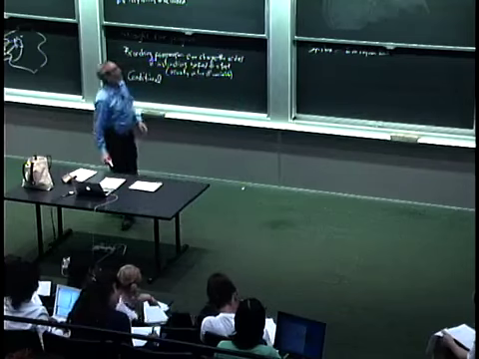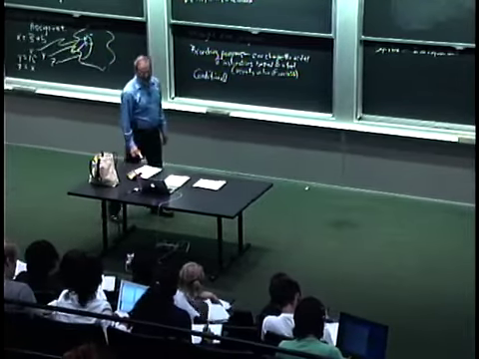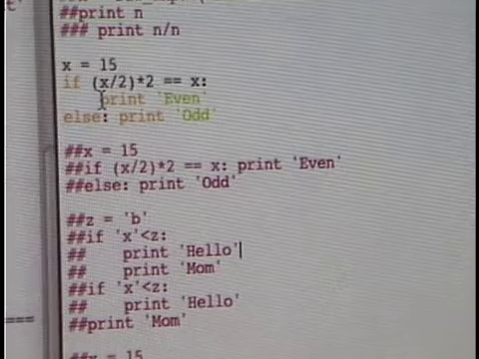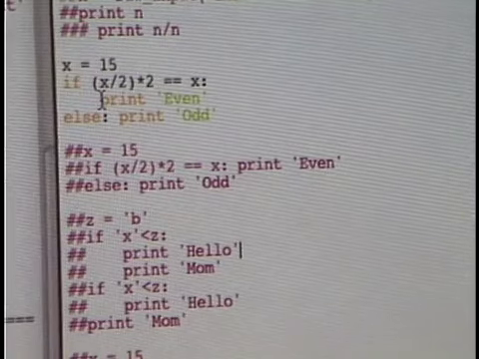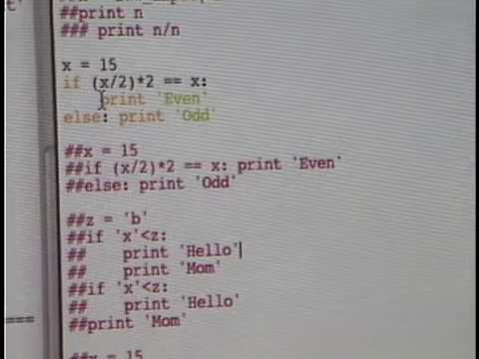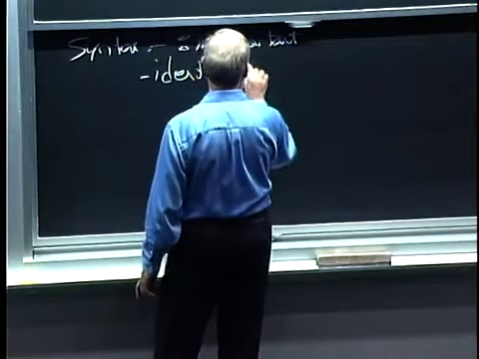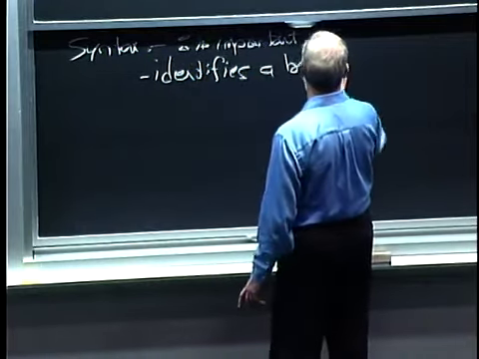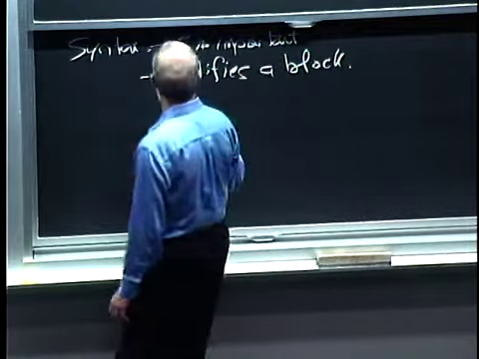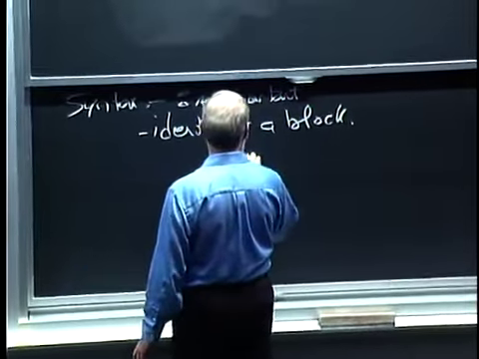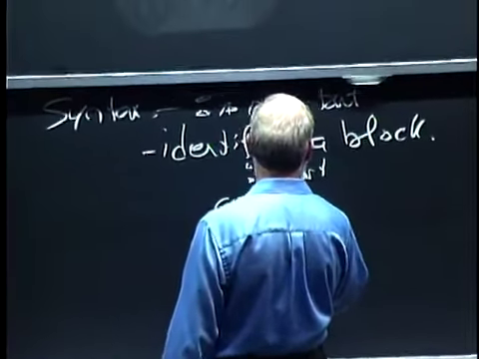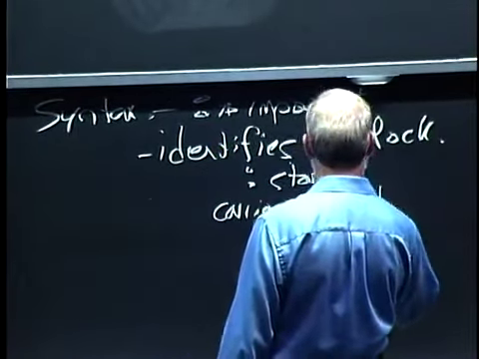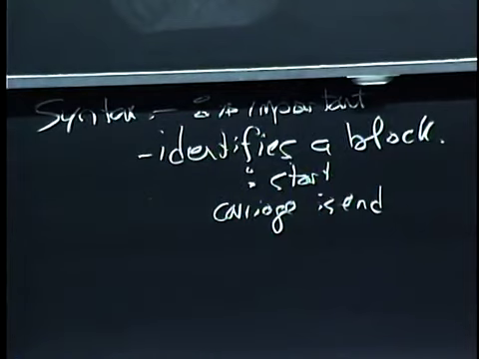Okay, so let me go back to where I am. I'm looking at that piece of code. What that colon is saying is, I'm about to begin a sequence of instructions that I want to treat as a block. So it identifies a block of instructions. And in particular, the colon is the start, and the carriage return is the end. Now, what in the world does that mean? I'm doing a lot of words here.